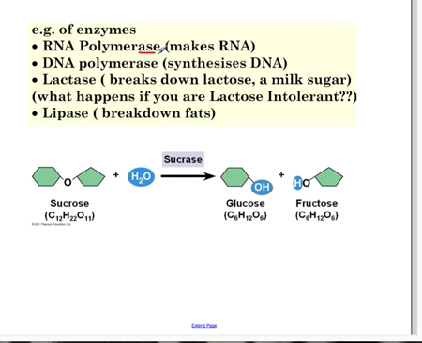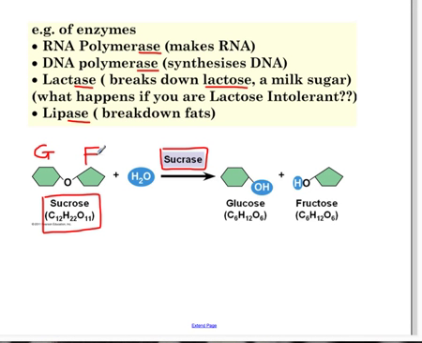So polymerase, lactase, lipase. Now if you actually look at these words, it tells you what they work on. Lactose. Lactose is a milk sugar. Remember, that's a disaccharide. Here is an example of an enzyme called sucrase. And sucrase breaks down sucrose. We learned about sucrose in our molecules class. Sucrose is a disaccharide made up of glucose and fructose.